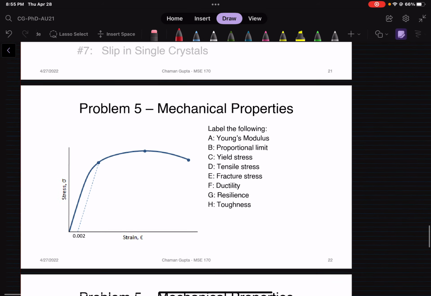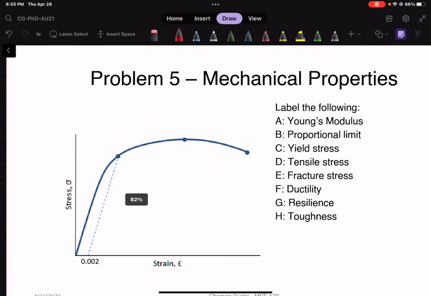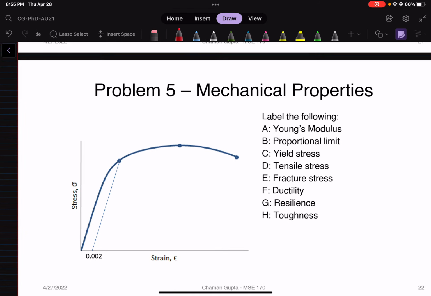And yeah, so let's try to conclude this by again drawing the same or a similar curve, and let's see if we can do the labeling of this stress strain curve. So if I give you this stress strain diagram, we have to label the Young's modulus, the proportionality limit, the yield stress, the tensile stress, the fracture stress, the ductility, the resilience, and the toughness.